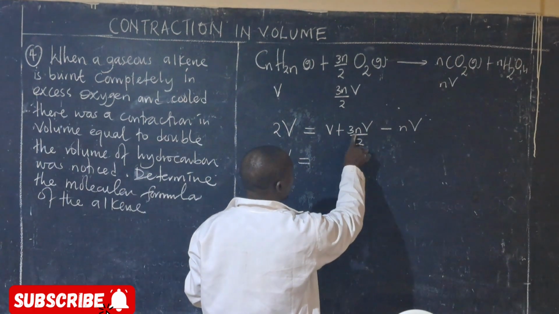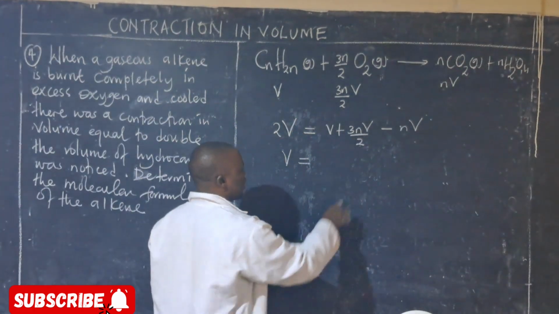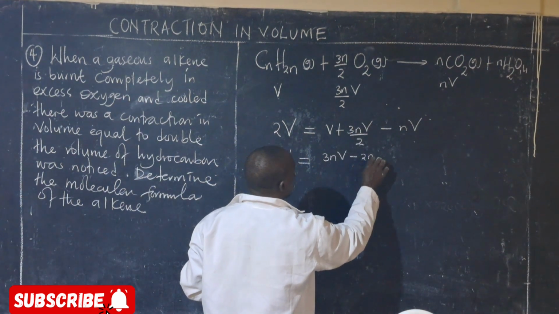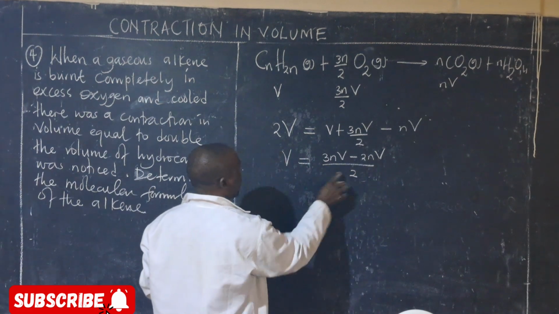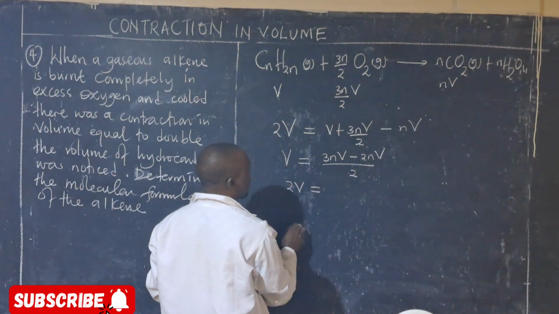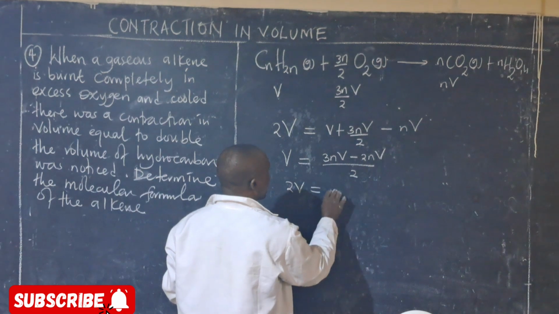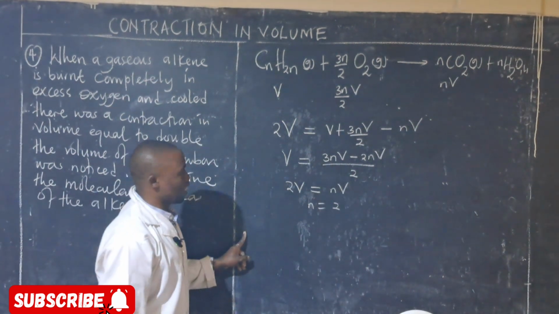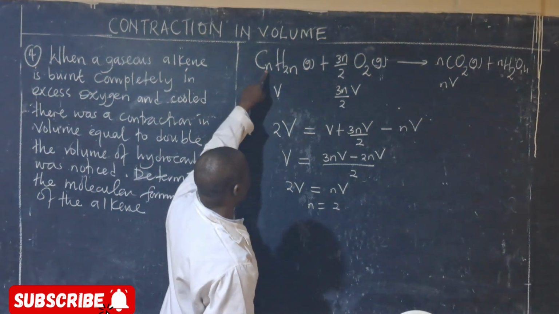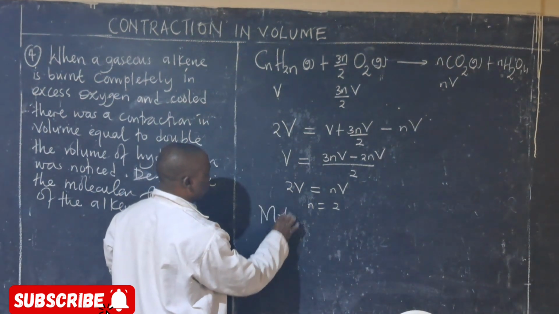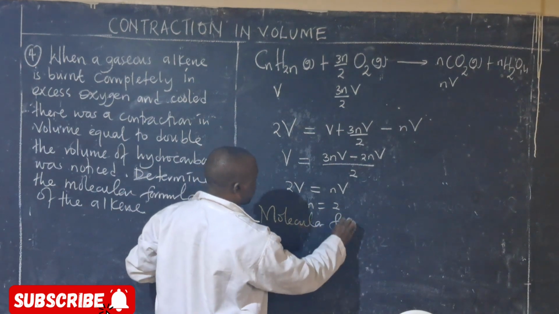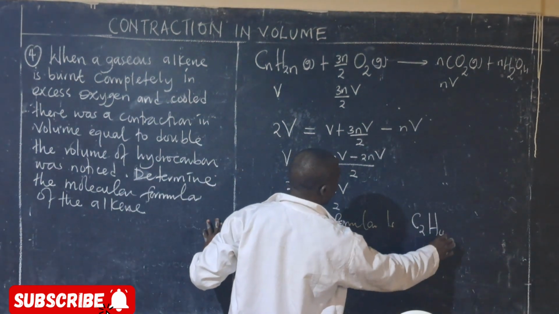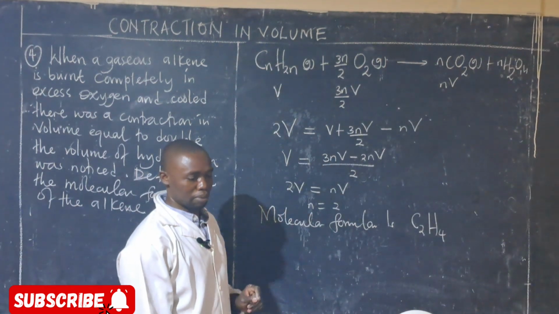So apply some math there. This is 3nV minus 2nV out of 2. So this gives us 2V, giving us nV. And actually n is equal to 2. So that's the algebra simplified. So you can go back here and say the molecular formula is C2H4, if you substitute for n there.